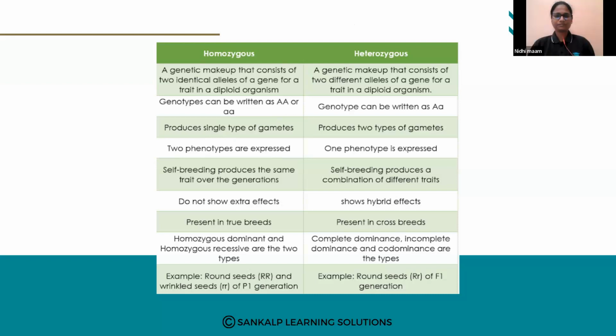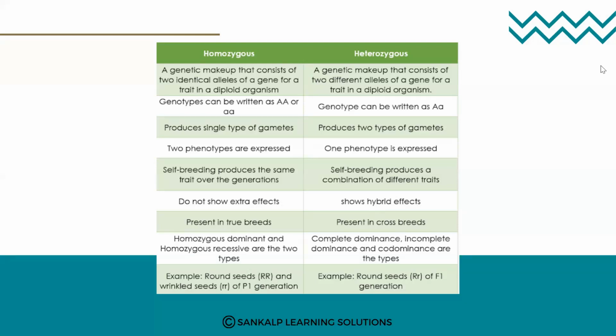Homozygous, self-breeding produces the same trait over the generations. Heterozygous, self-breeding produces a combination of different traits. Homozygous do not show extra effects. Heterozygous shows hybrid effects. Homozygous present in true breeds. Heterozygous present in crossbreeds. Homozygous dominant and homozygous recessive are the 2 types. Heterozygous: complete dominance, incomplete dominance, or codominance are the types.